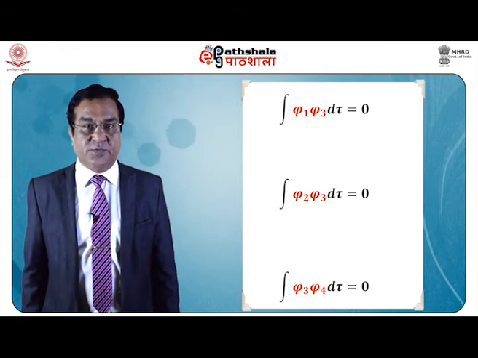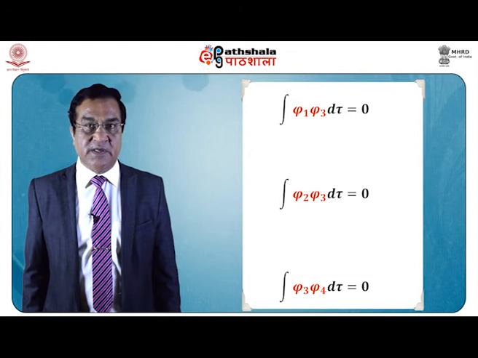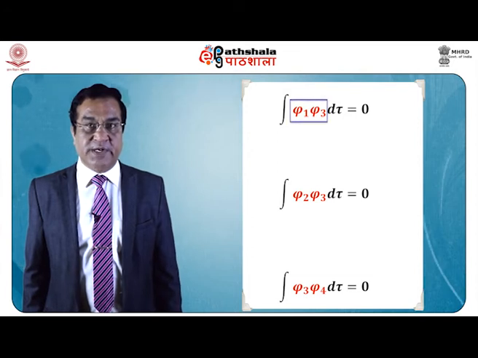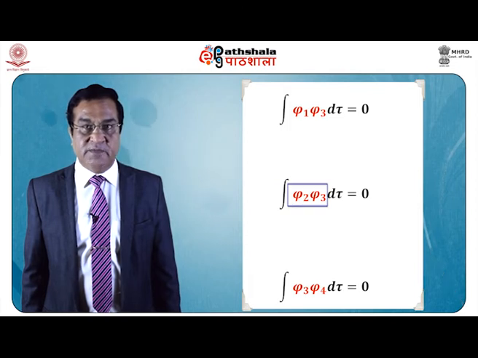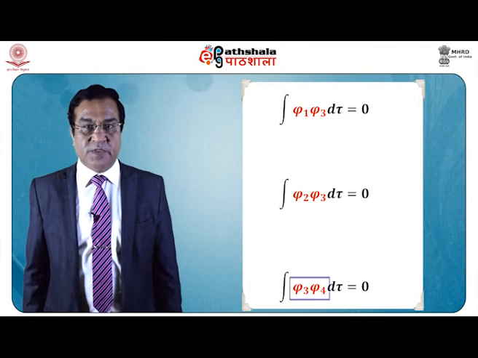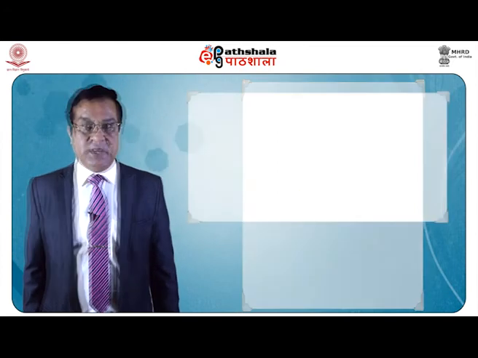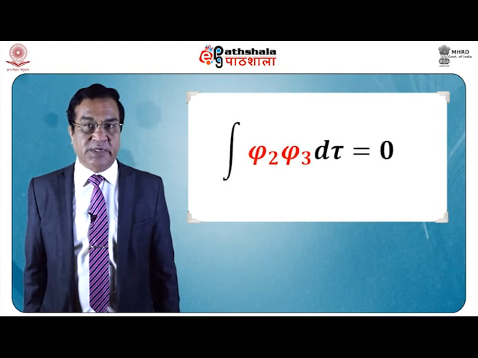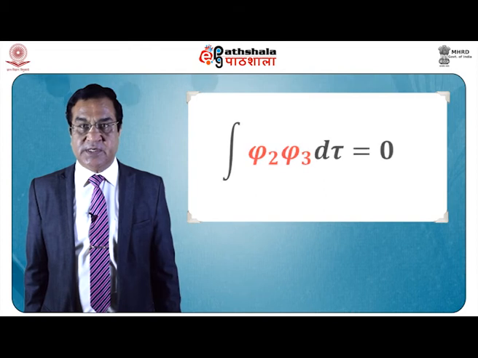That means the following three equations must be satisfied. First represents, you can see here, the orthogonality of Phi1 and Phi3. Second represents Phi2 and Phi3. And the third represents the orthogonality condition of Phi3 and Phi4. So these have to be satisfied. Let's take the orthogonality condition between Phi2 and Phi3.